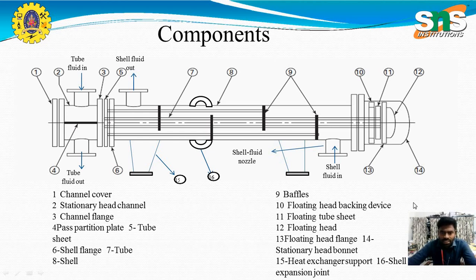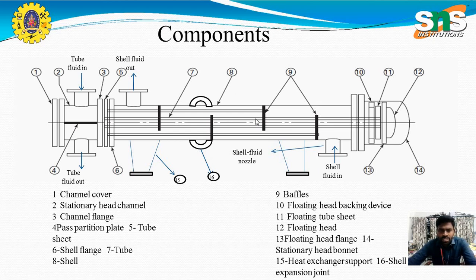We have the outer case, number 8, called the shell, and in that we have n number of smaller components in order to support the tubes presented inside the shell. We have openings for fluids at the inlet and outlet, and then we have the channel cover, stationary head, channel flange, shell flange, and baffle. The baffle is number 9. The part is called the baffle. It plays a major role.